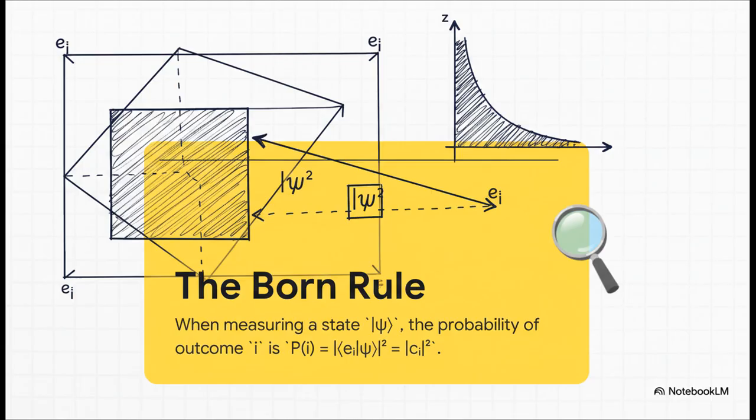It says that if you have a system in some state, let's call it psi, and you want to know the probability of measuring it to be in a specific basis state, all you have to do is find the projection of your state onto that basis vector and then square its magnitude. That's it. Probability is literally just a geometric calculation.